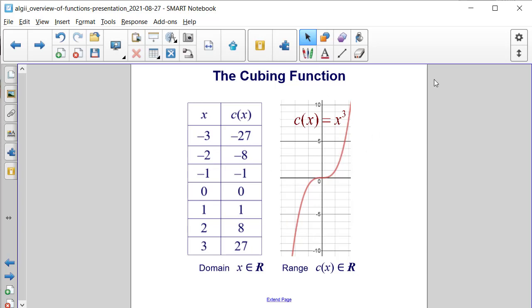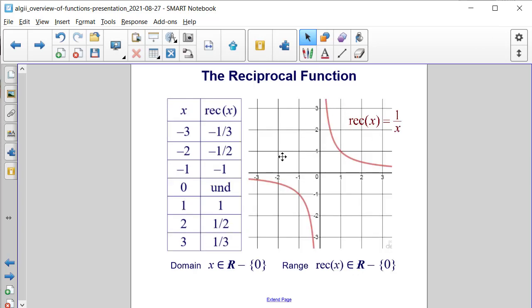Here's a graph of the reciprocal function. When you have the reciprocal function, it is 1 over x, and because the denominator of a fraction cannot equal 0, when you substitute 0 in, it is undefined, or it has a vertical asymptote.